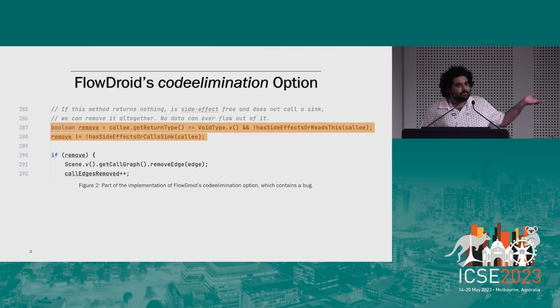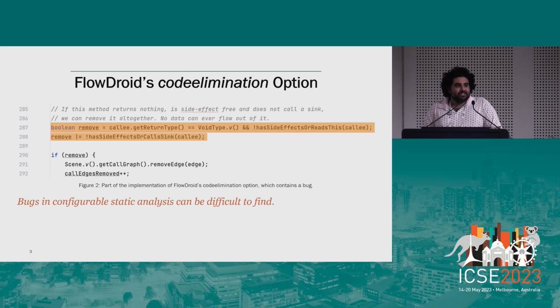However, that's not actually what's implemented here. If you look at line 287, we have remove set to the conjunction of whether the return type is void, which is the left-hand side here, and does not have side effects and does not read this. Good so far. But then on 288, you see the or equals operator, and it's a disjunction with does not have side effects and does not call a sink. So in practice, we can actually remove code that meets either the conditions on line 287 or 288, but not both. This is a bug in the implementation of Flowdroid.